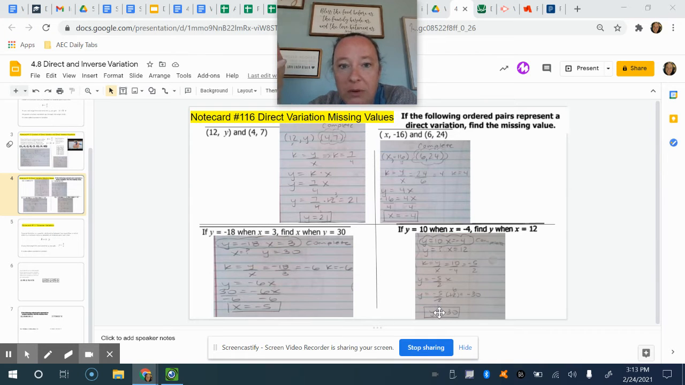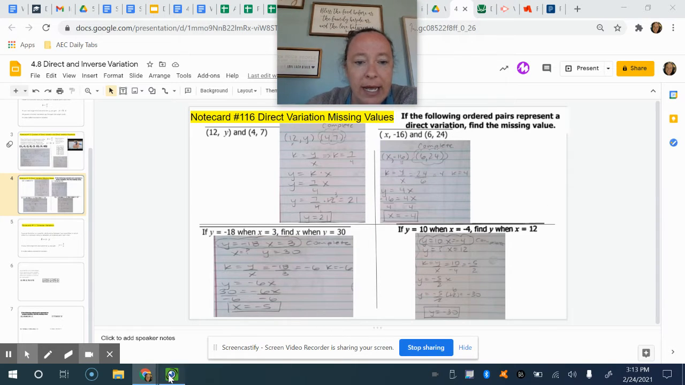So I'm just going to talk you through these problems. This is note card 116, direct variation, missing values. So you're told up here in the top right corner that all of these following ordered pairs represent a direct variation. They want you to find the missing values. So this is a compilation of, okay, we need to find the constant of variation. We need to find the equation. And then using the equation, we find the missing value.